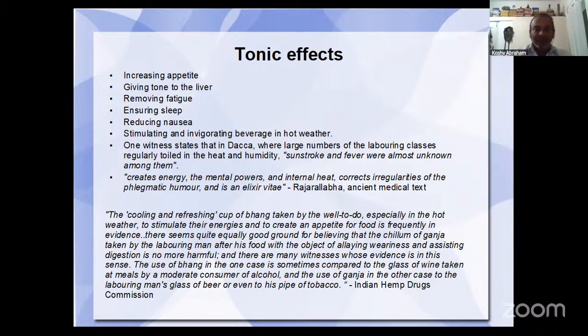We see statements from witnesses that provide further evidence about this, where one witness says that even in a place like Dhaka, where there was high heat and humidity, and people worked throughout the day in these conditions, conditions such as sunstroke or fever were almost unknown. All these things, in today's world, with growing climate change and heat waves, are things that we can look at and consider.